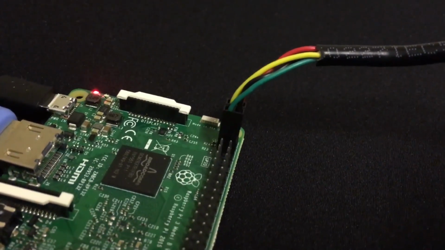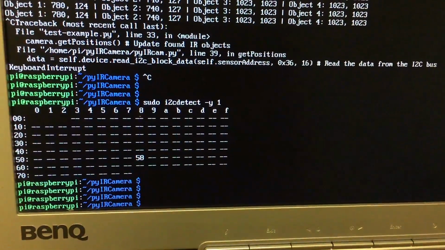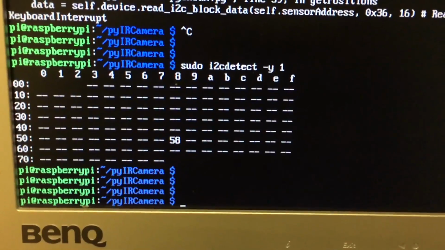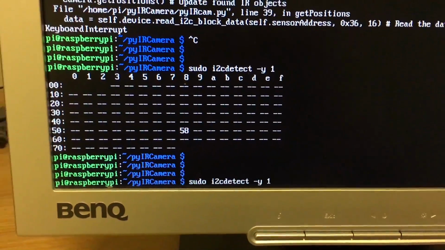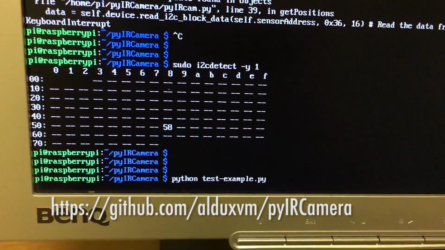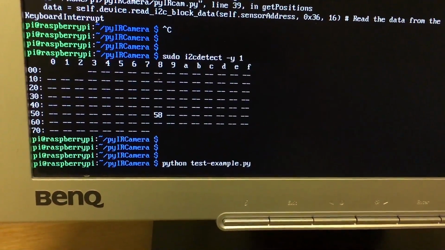The sensor is connected via I2C to the Raspberry Pi 3. And then I have the information here. So this is the address of the sensor. And I'm gonna perform an example. So if this thing detects infrared, it's gonna display the position.